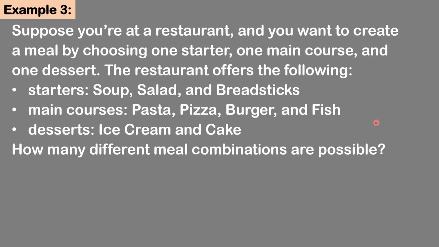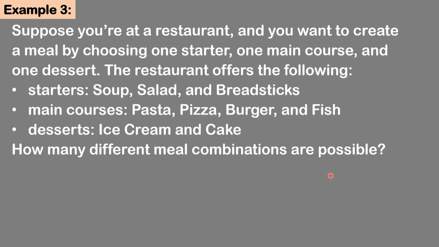Example 3. Suppose you're at a restaurant and you want to create a meal by choosing 1 starter, 1 main course, and 1 dessert. The restaurant offers the following: starters, there are soup, salad, and breadsticks. For the main courses, pasta, pizza, burger, and fish. Desserts, there are ice cream and cake. How many different meal combinations are possible?